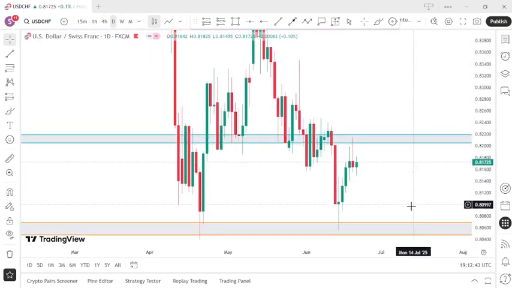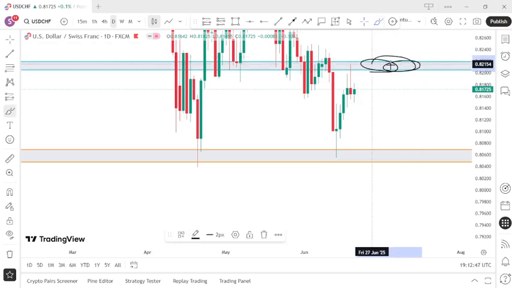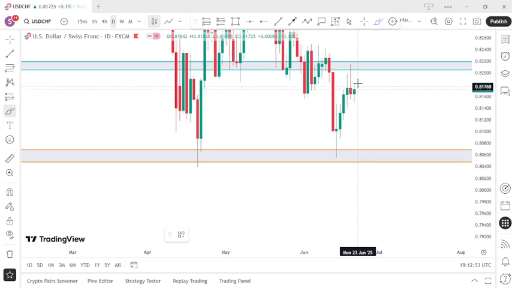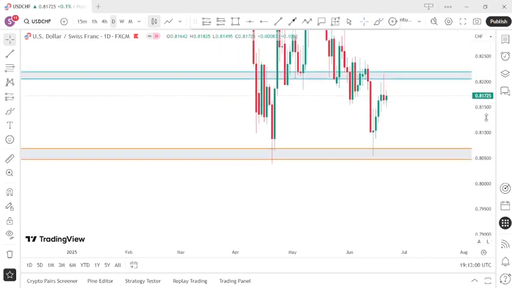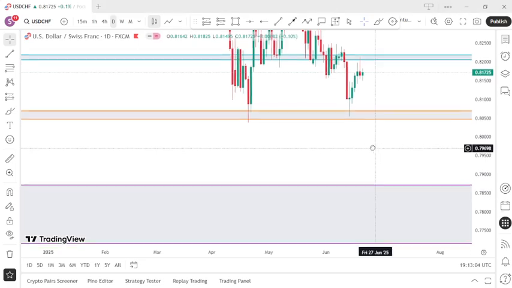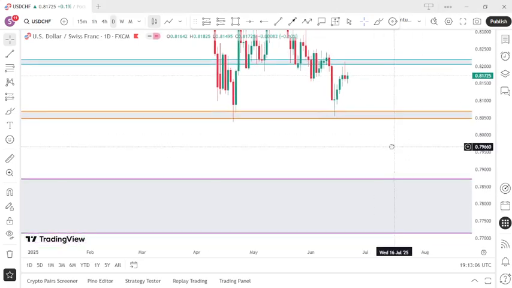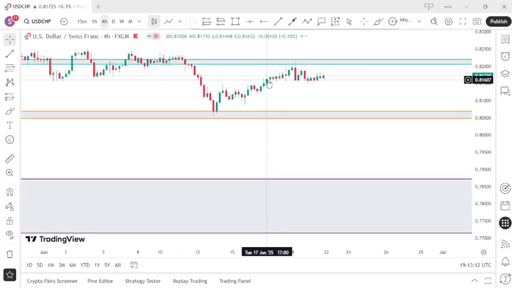So here on the daily time frame, I have my daily upper zone here. As price tapped into the daily upper zone, you can see the drop happening. We are certain that price will drop to the downside on USDCHF. So let's go to the 4 hour and prepare for an entry on USDCHF.